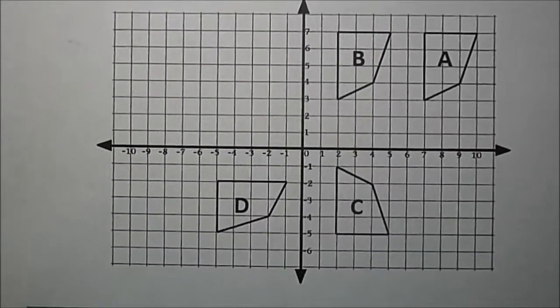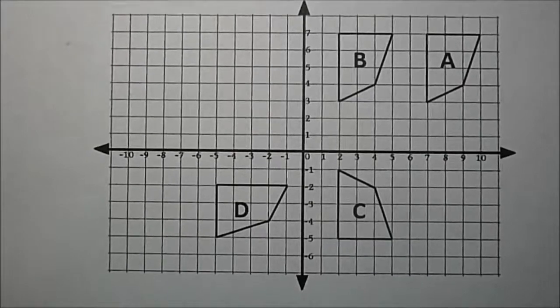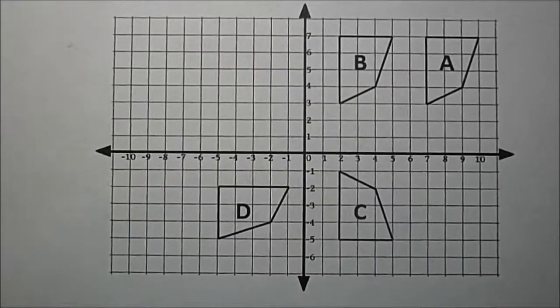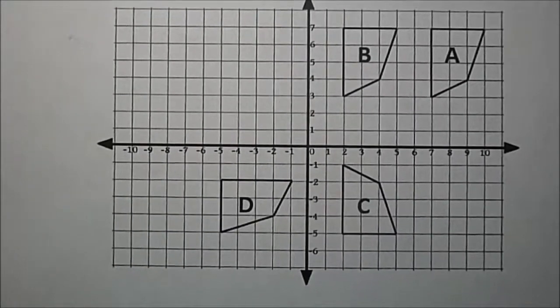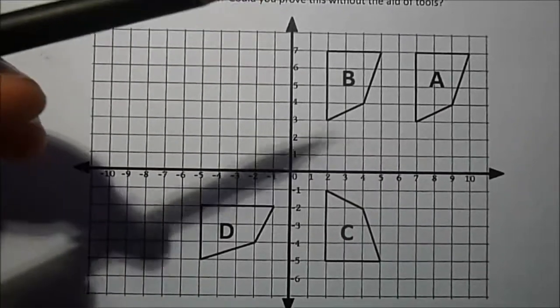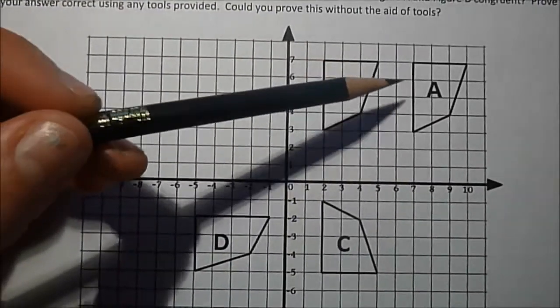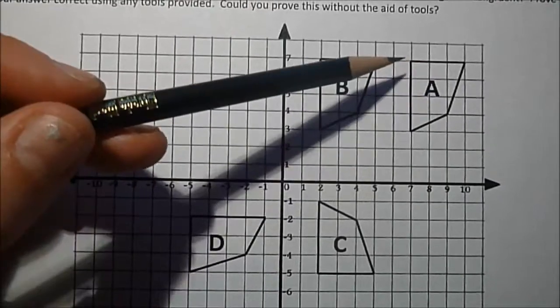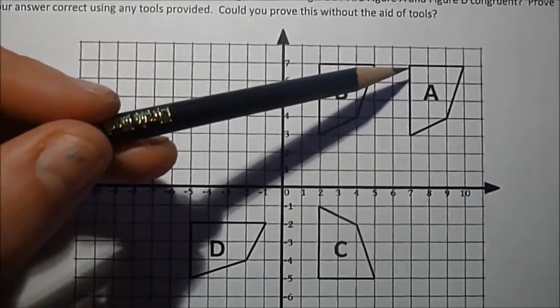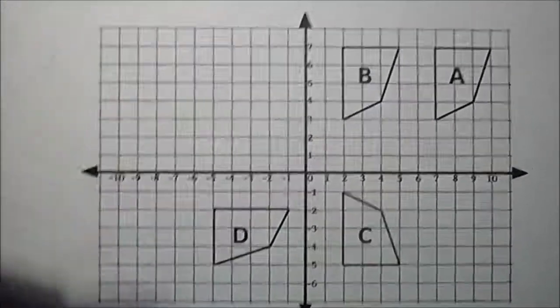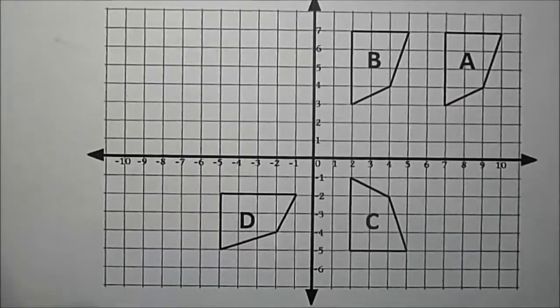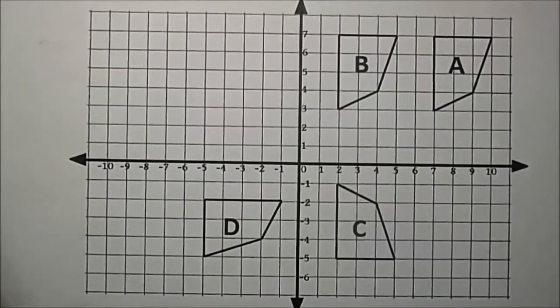Let's look at the Think About It. There were a variety of different ways that you could prove that our figures shown were congruent. One of the ways is that I could use the ruler part of my protractor to measure the lengths of all four of my sides and use the angle part of the protractor to figure out that the angle measures were all the same, so these shapes were in fact congruent.